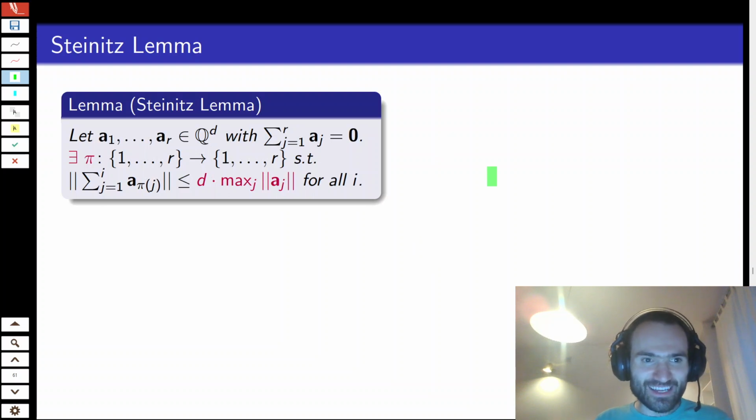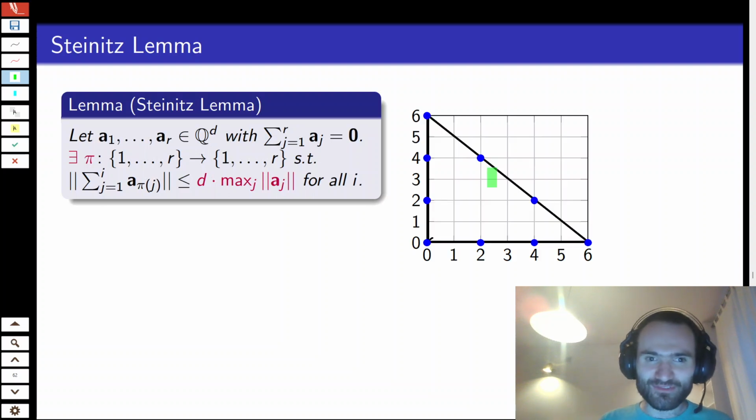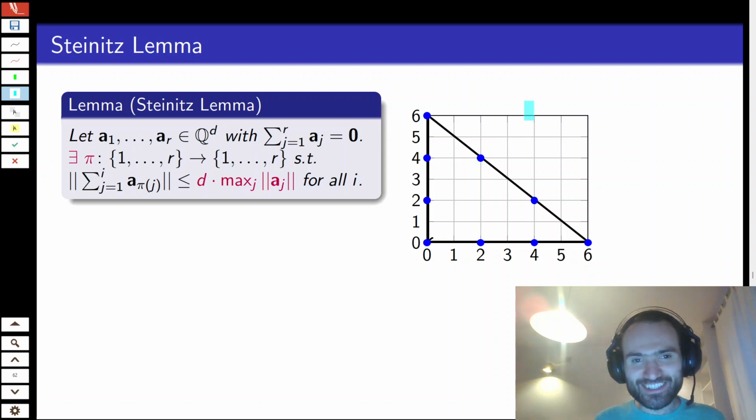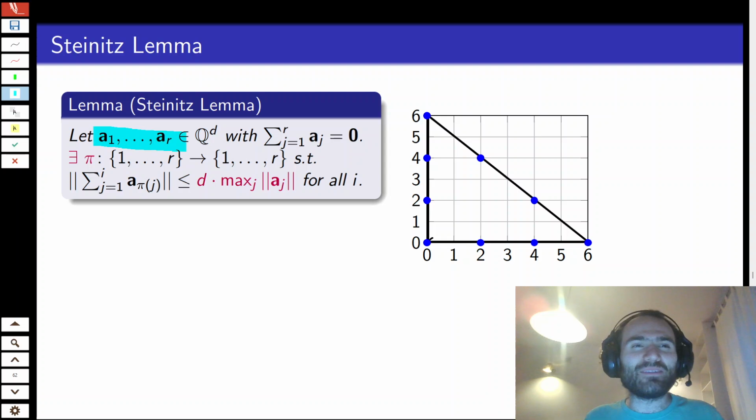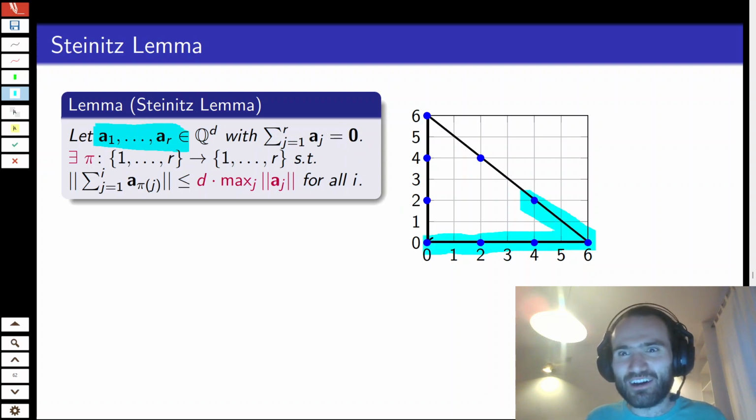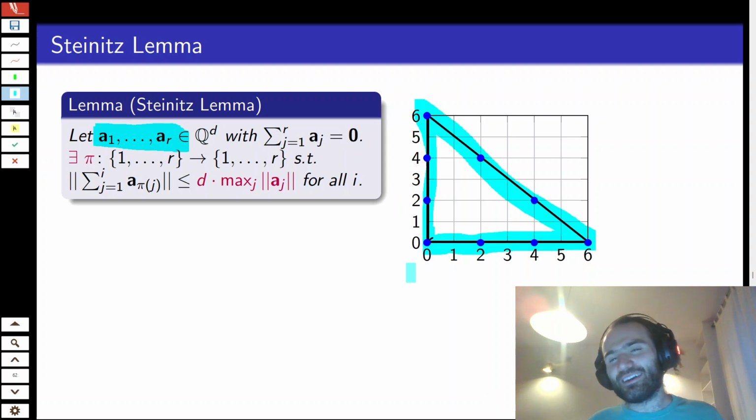So what's the Steinitz lemma? Well, I could talk about the formula, but it's really stupid to do that. This is one of the lemmas where, if you write a graphic, the reader understands it immediately, and if you write the definition, he will have to stare at this for 10 minutes. Okay, so the definition is, you take some vectors whose sum is 0. So this means you take such a path.